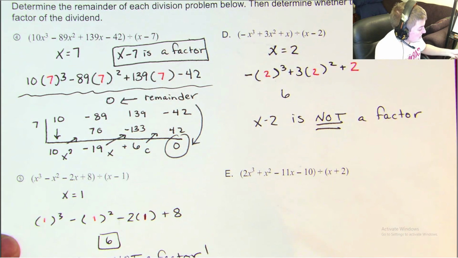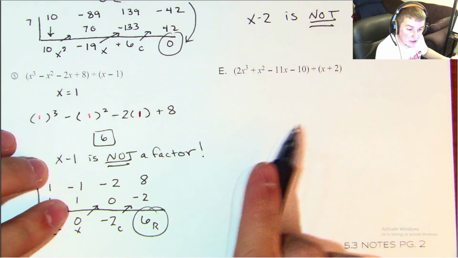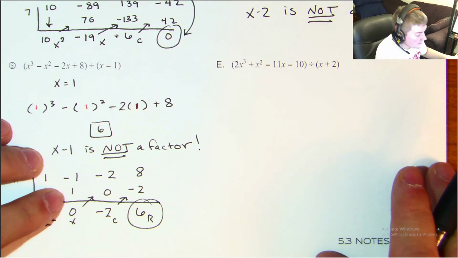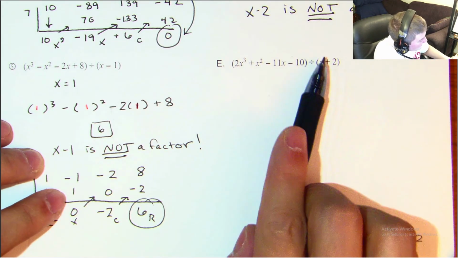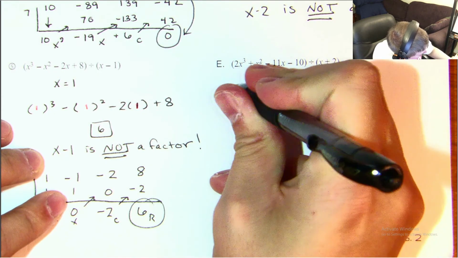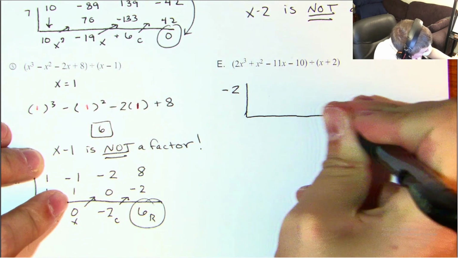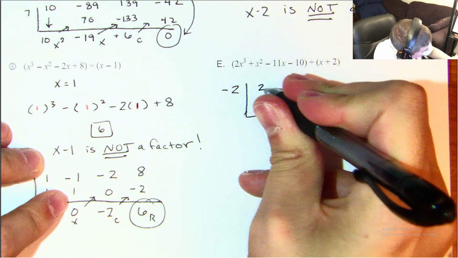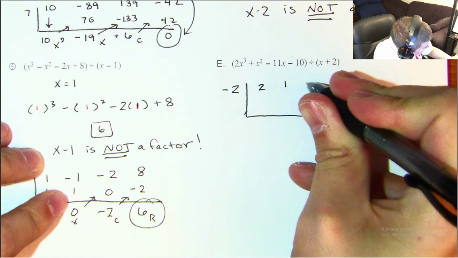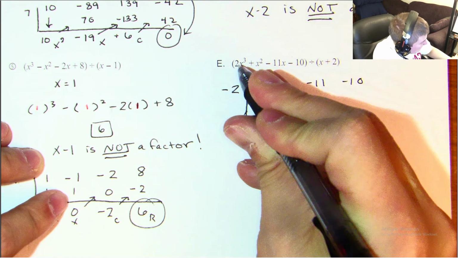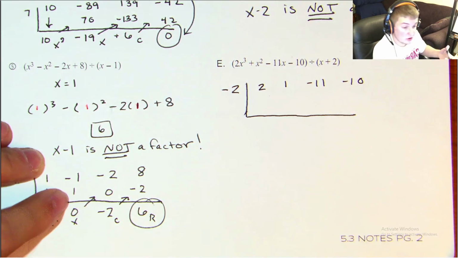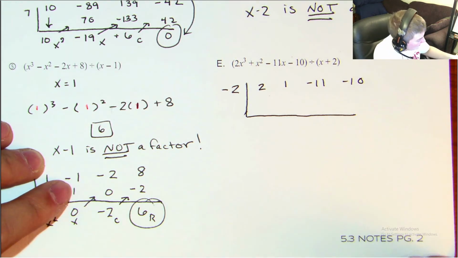Okay, I want you to use synthetic division to determine whether this one is a factor or not. Okay, so the value that makes this 0 is negative 2. Okay, and then we're going to go ahead and plug these values in. 2, 1, negative 11, and negative 10. We can just go ahead and write the coefficients here because there's no missing term, so I don't need a 0 or anything like that.